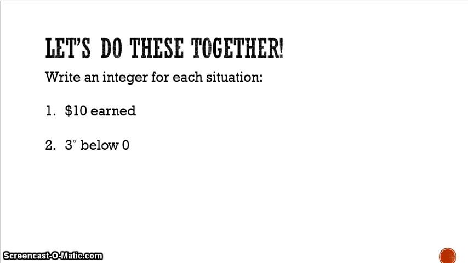Okay, so let's do some of these together quick. So $10 earned. Now, if you're increasing in something, you're gaining something, it will be positive numbers. So if you're below 0, below sea level, losing something, they're going to be negative numbers. So $10 earned, you're getting more, so it's going to be positive 10. Now, 3 degrees below 0. If it's below 0, they're going to be negative. Think about your thermometer, so -3.